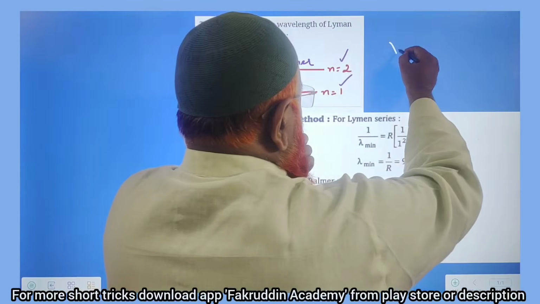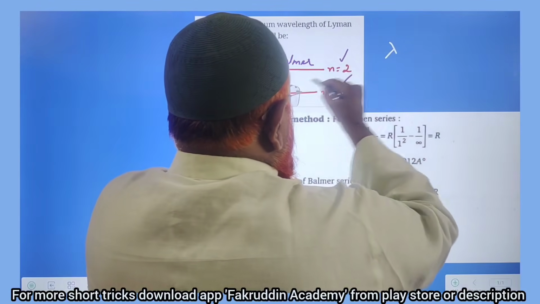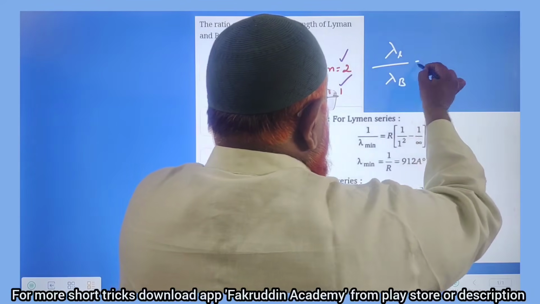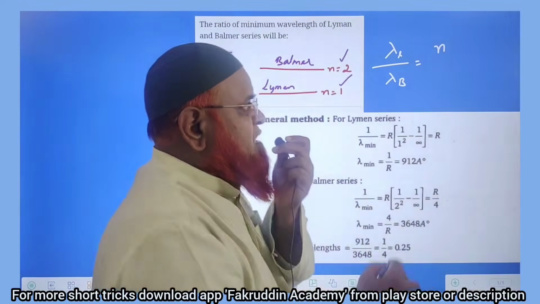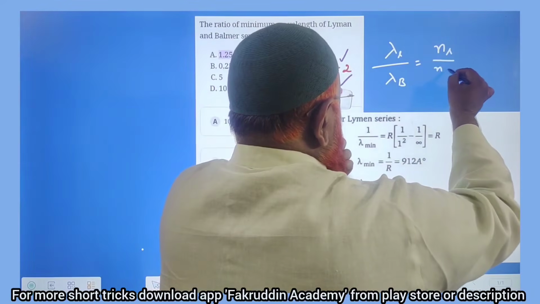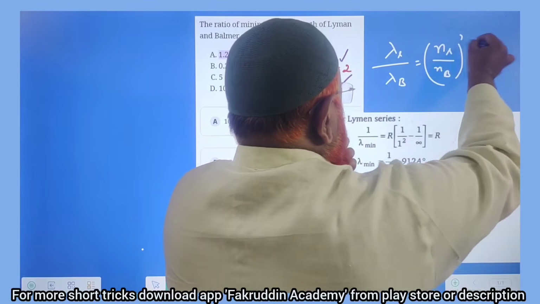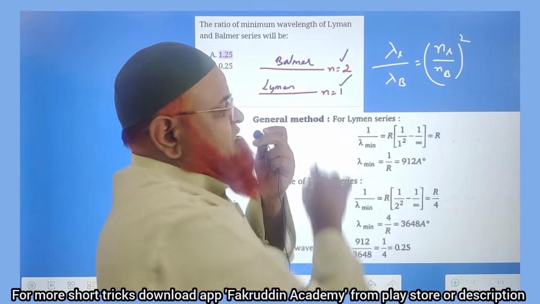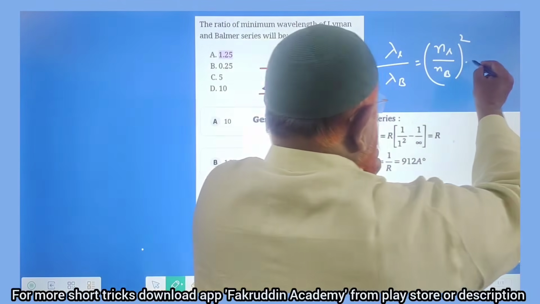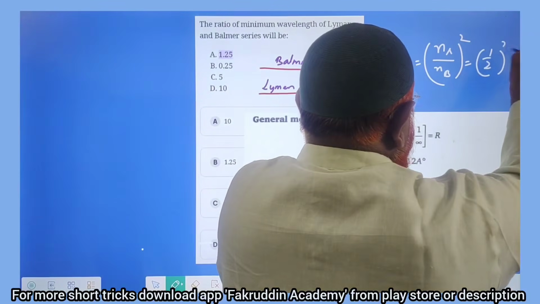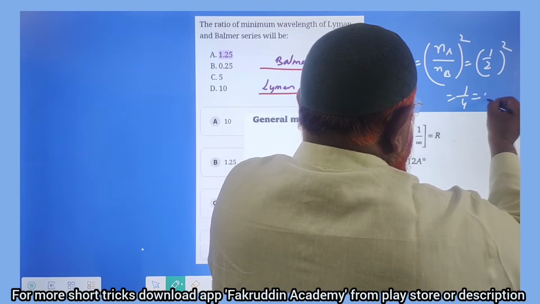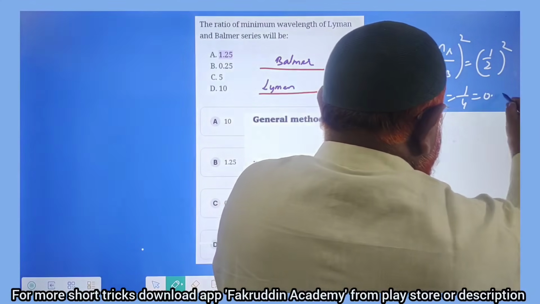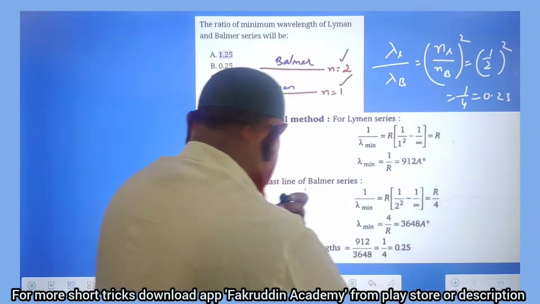For that what we need to do is lambda of Lyman by lambda of Balmer is equal to principal quantum number of Lyman by principal quantum number of Balmer, whole square. And for Lyman it is n equal to 1, for Balmer it is n equal to 2. That's it, your answer is ready. It is nothing but 1 by 2 whole square, which is 1 by 4, which is 0.25.